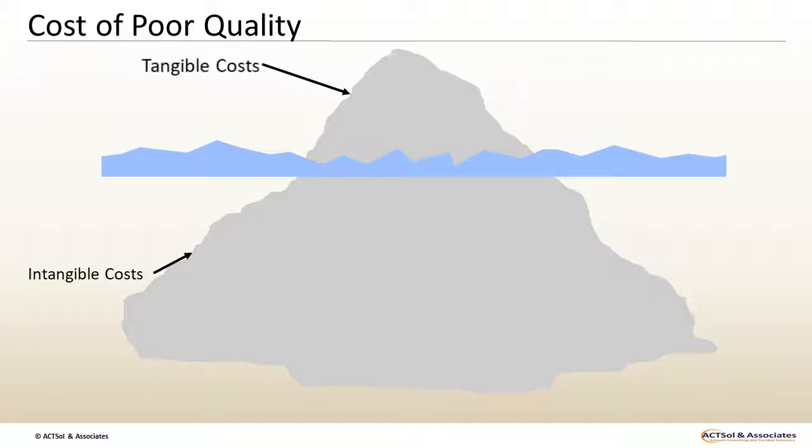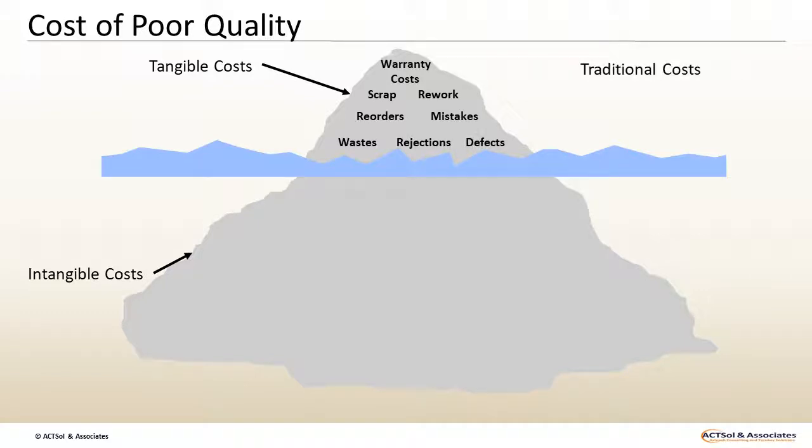The top tangible costs. They can be like warranty costs, scrap, rework, reorders, mistakes, wastes, rejections, defects. They are traditional costs. They can be easily identified. They can be anywhere between, say, 5 to 7% of the sales of the company.